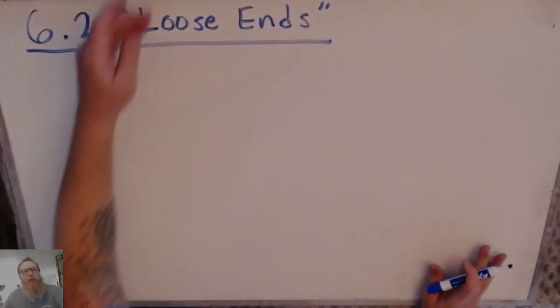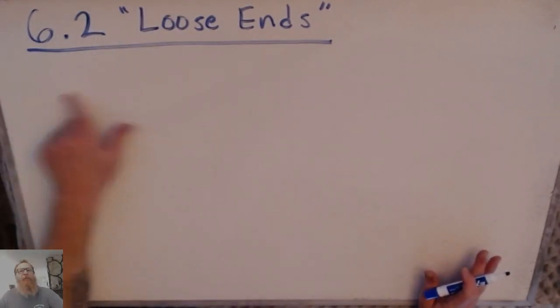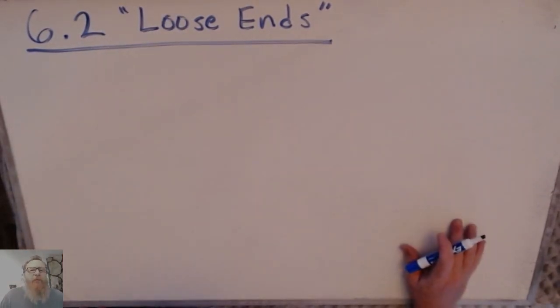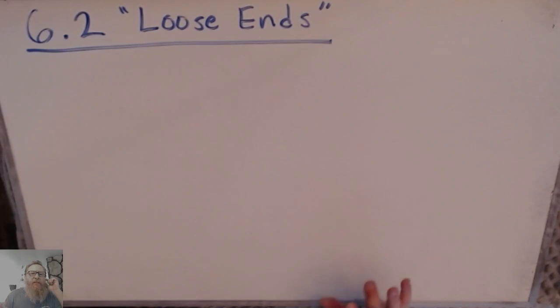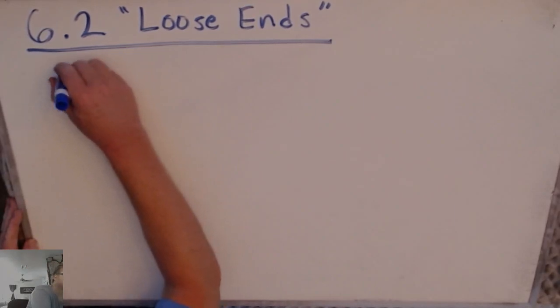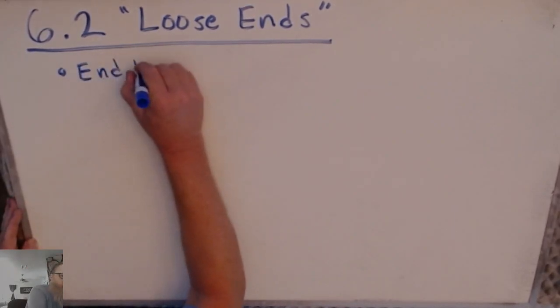Hey, it's Dr. J. Today we're going to cover a few loose ends from 6.2. Just a few concepts and examples that didn't quite make it on the last video. So, in particular, we're going to talk today about end behavior.